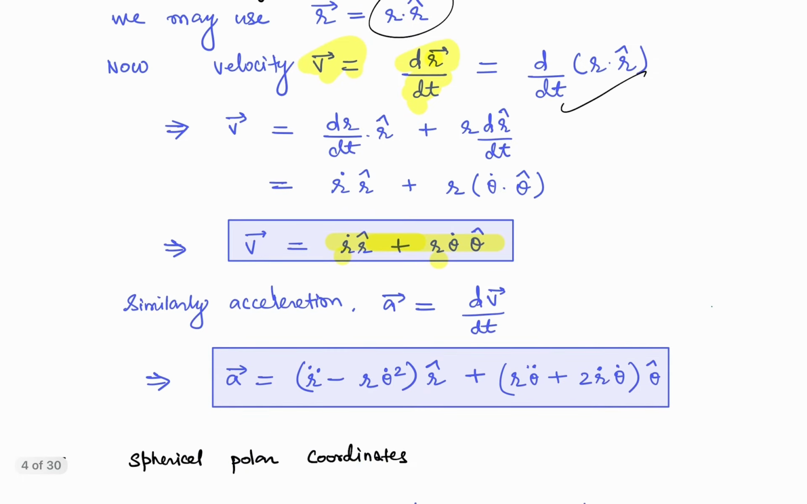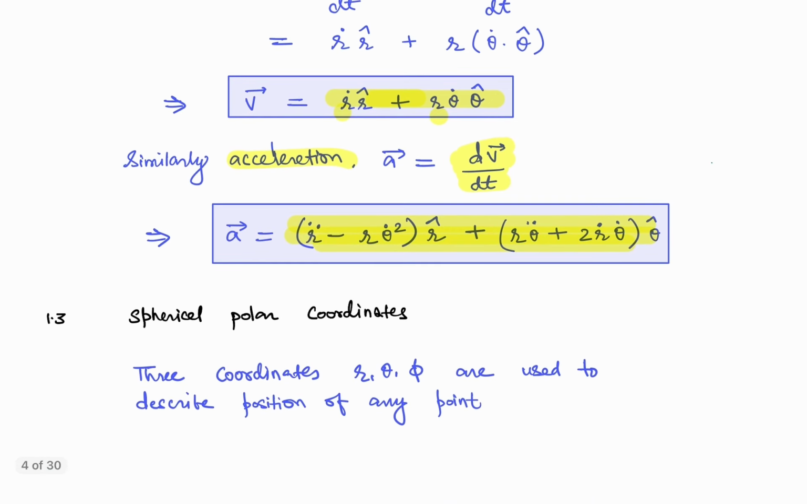Now to get acceleration, you are again going to differentiate the velocity vector with respect to time, where you will get this value. In this value you are going to have two components. The first component, associated with r cap, is called radial acceleration, and the second one is called tangential acceleration. And this is a very, very important expression. If you do not remember the result, at least remember how we found it.